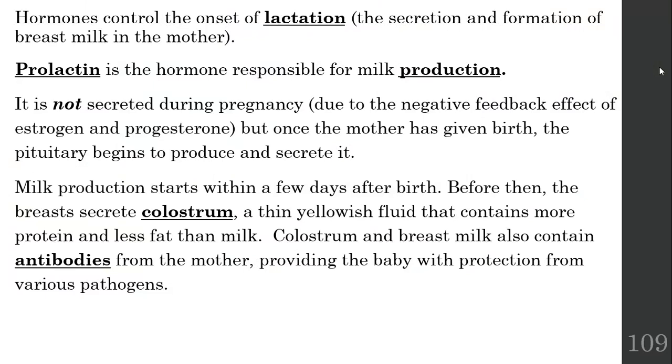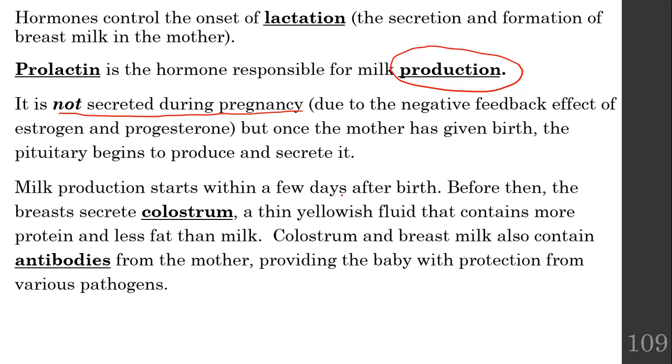So hormones control the onset of lactation. What is lactation? It's the secretion and formation of breast milk, right? Makes mammals unique. Now, prolactin is the hormone responsible for milk production. It is not secreted during pregnancy. Estrogen and progesterone have a negative feedback effect on prolactin. But once the mother has given birth, the pituitary begins to produce and secrete it.